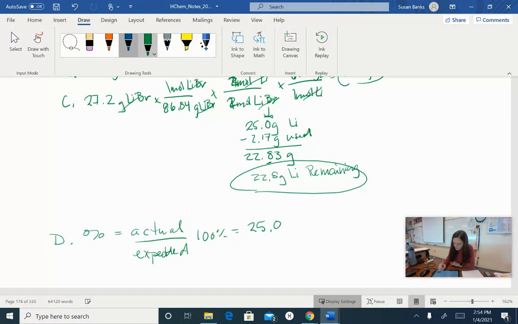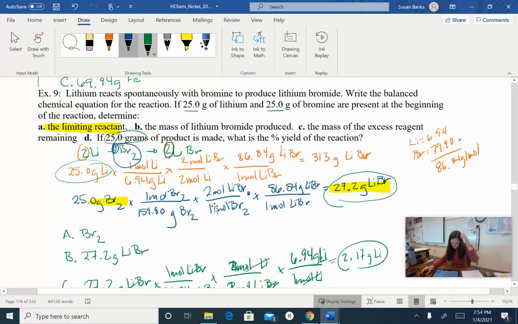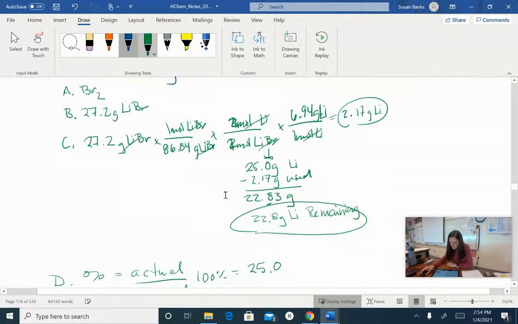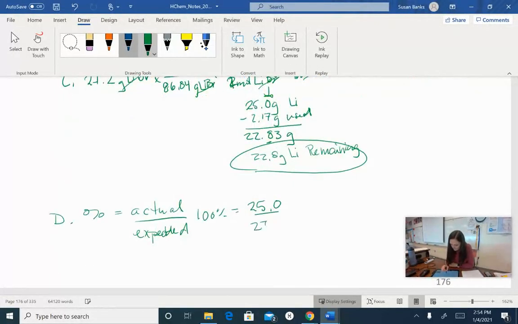The actual on part D said that we were able to get 25 grams of lithium bromide produced, right? But we were expecting 27.2 grams. So 25 divided by 27.2 times 100% gives us 91.9. We've got 3 sig figs on both of these. 91.9% yield, which is a pretty good reaction, honestly.